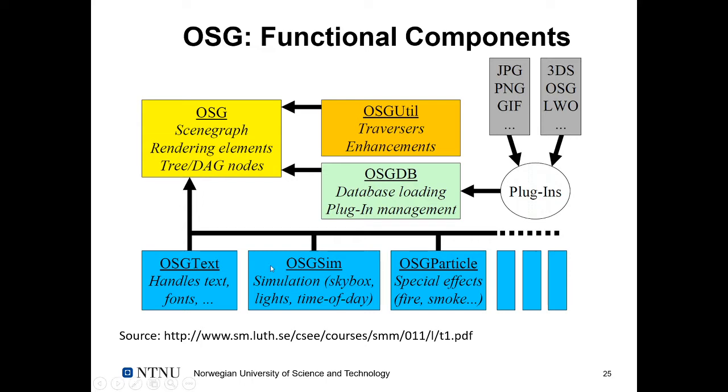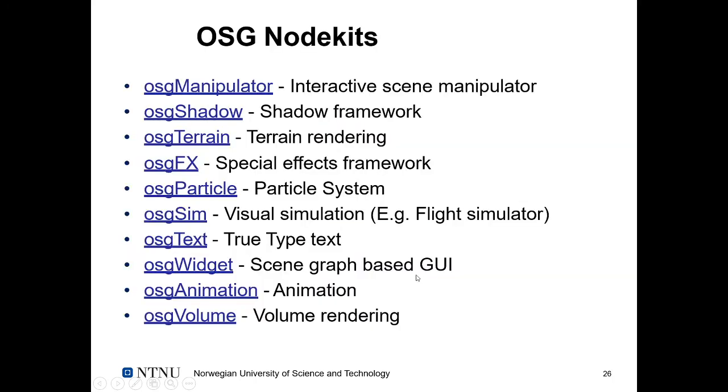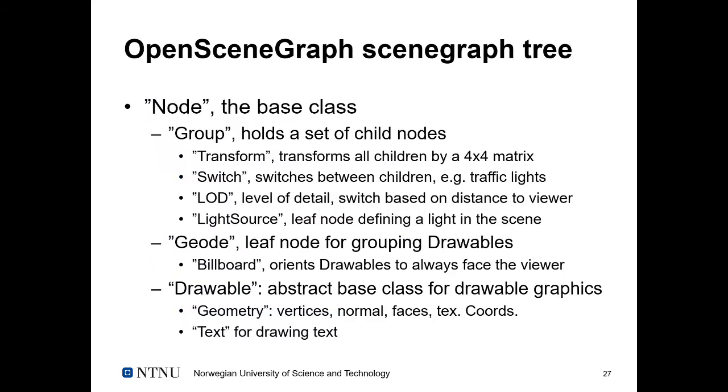You also have these node kits here at your disposal, which can do a lot of things for you. They're basically listed here. For example, you have one node kit that gives you possibilities for interactive scene manipulation. You have some shadow frameworks. We haven't talked about shadow yet, but we'll do that next week, hopefully. You have some terrain rendering at your disposal, special effects framework, particle system. You even have flight simulators, and so on and so forth, animations. So it's really a powerful tool, if you learn how to use it.